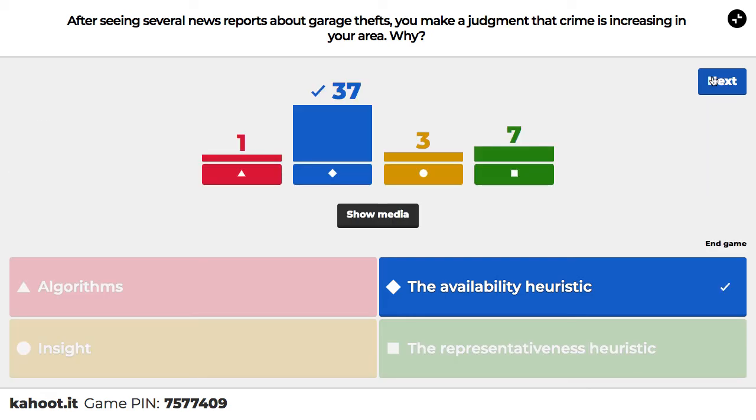Yes, availability. Okay, here's why. Availability is going to stand out more because you're seeing the news report, so that easily stands out in your mind, so you make a judgment that crime's increasing.